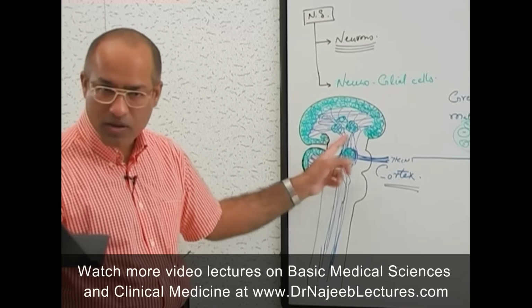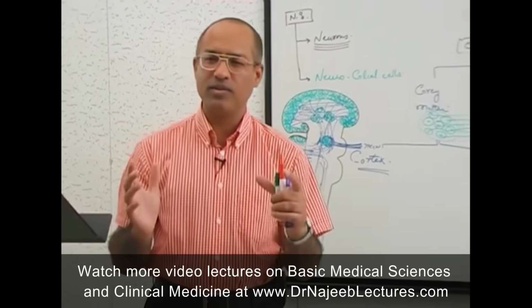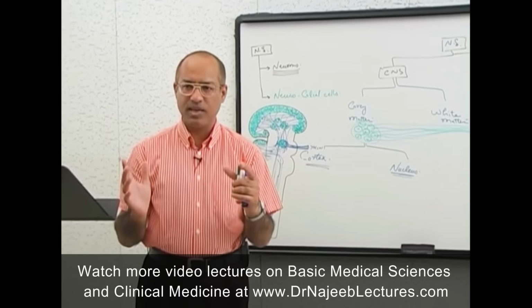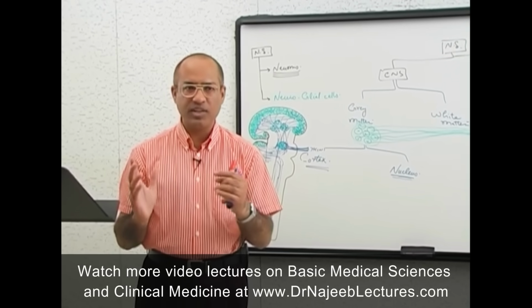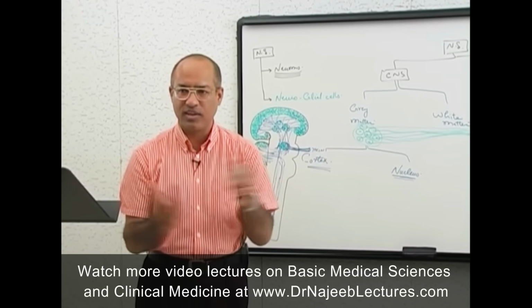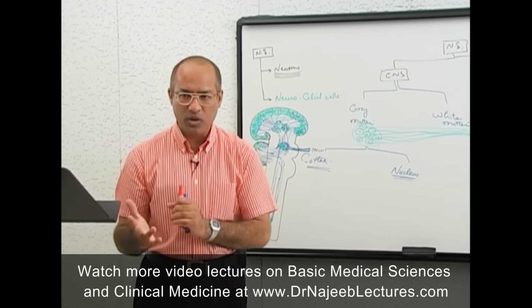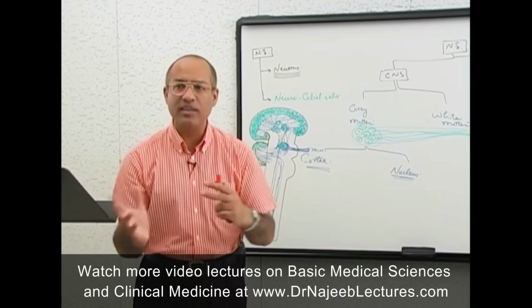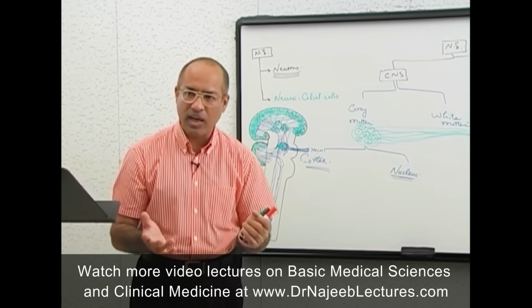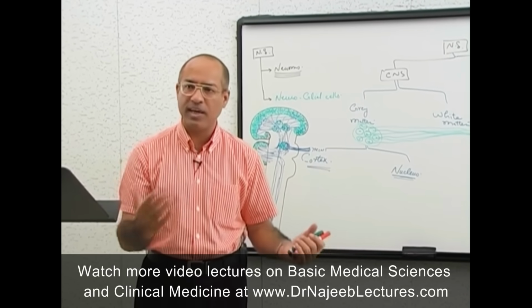Is that right? Now I will ask a question and you have to answer. The central nervous system has two types of cells. Some cells are doing the true function of conduction. What are those? Neurons. Another group of cells are supporting the neurons. What are these? Neuroglia. We will go into detail of neuroglia later.